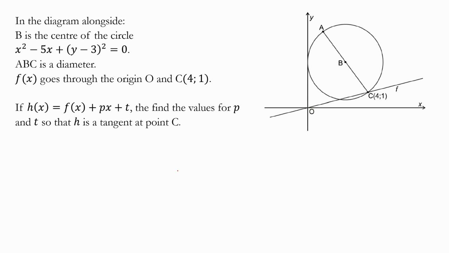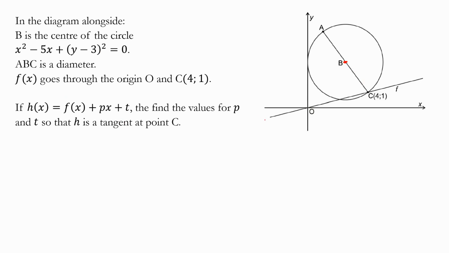Right, in the diagram alongside, B is the center of the circle. B is the center of the circle. And then we're given the equation (x squared minus 5x) plus (y minus 3) in the bracket squared is equal to 0. ABC is a diameter.